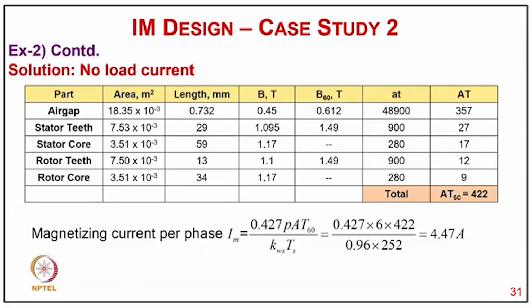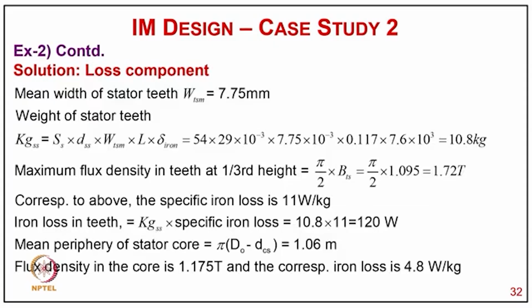Now calculating total magnetizing current for all 5 parts of the magnetic circuit, starting with the air gap, stator teeth, stator core, rotor teeth and rotor core, with the area here, length here and flux density here, and flux density at 60 degree, and the per unit MF and then total MF. So total MF comes 422, and magnetizing current per phase IM equal to 0.427 P into AT60 by kWs into TS. Putting value, it comes 4.47 ampere.